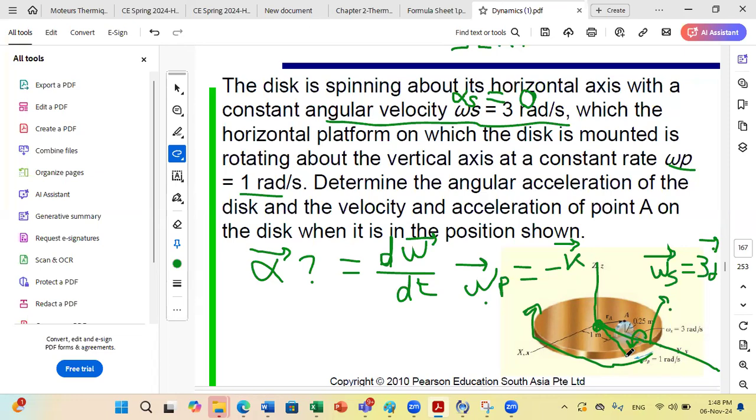Okay? And if we have here rolling without slipping, can you tell me what will be the direction of the instantaneous axis of rotation? Who can tell me?